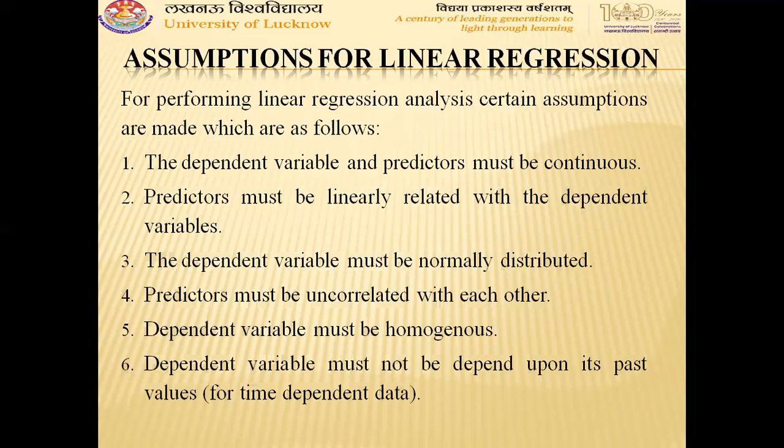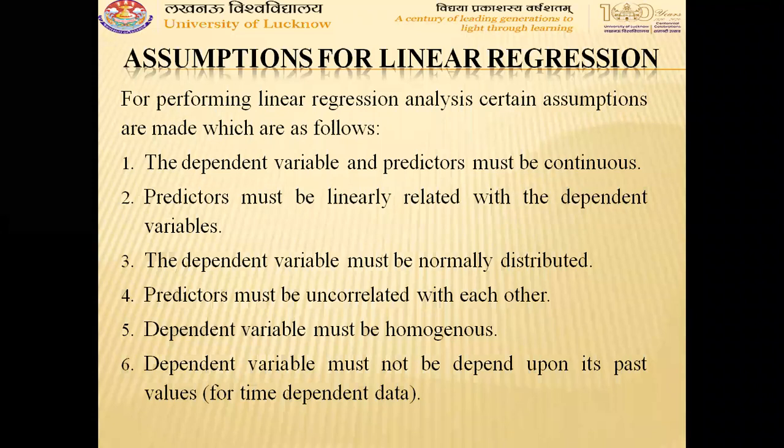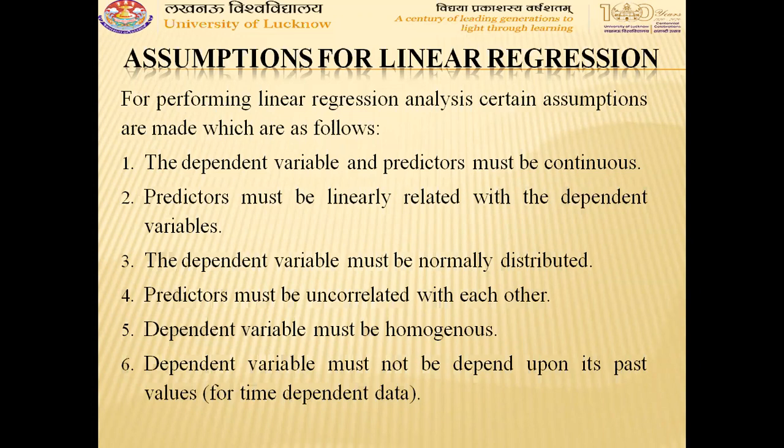The dependent variable, that is yi, should be normally distributed, or you can say that the random error term should be normally distributed. Predictors, that is independent variables, should be uncorrelated with each other. That is, no relationship occurs between the variables x1 and x2. The dependent variable must be homogeneous, and the dependent variable does not depend upon its past value. That is, if we have taken a measurement one day before and today we are taking another measurement, the measurements should not depend upon each other.